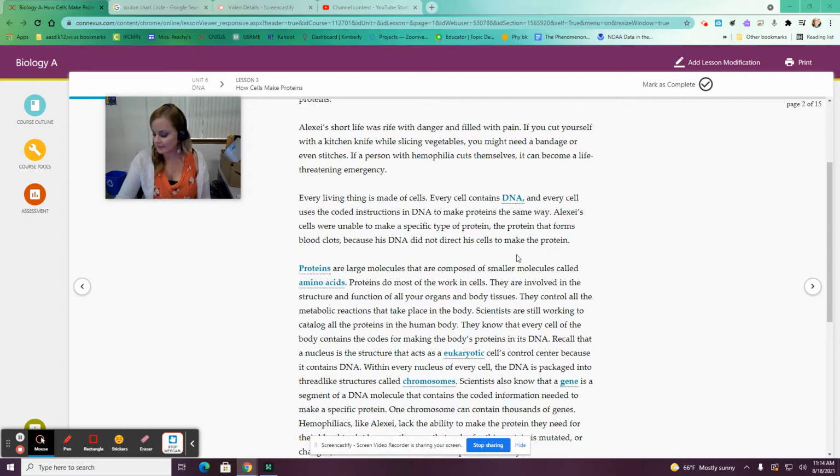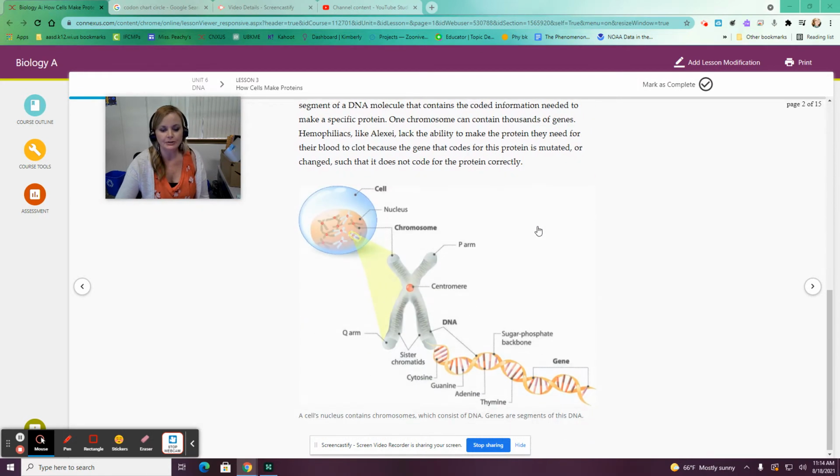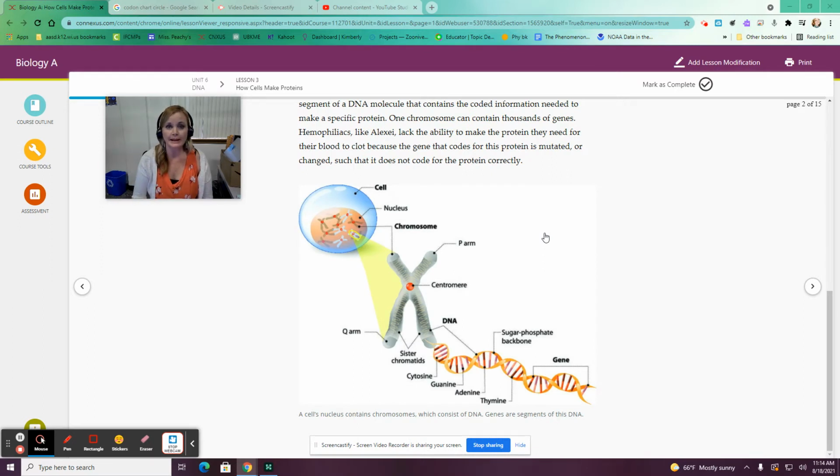So this first page goes through a reminder of how everything is organized within your genes and genome, and that your genes are found in your DNA. They're part of a sequence of your DNA. That DNA is housed inside your cell. It's wrapped all up along these histone proteins into structures called chromosomes. And if you were to unwind that chromosome, you would see a double-stranded helix called DNA.